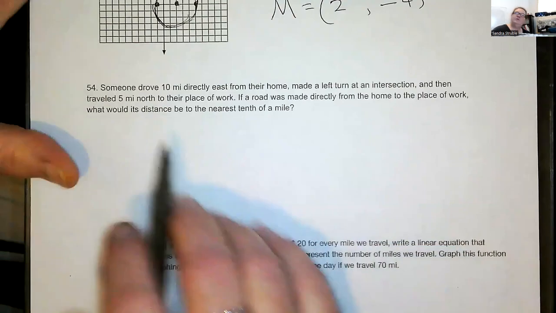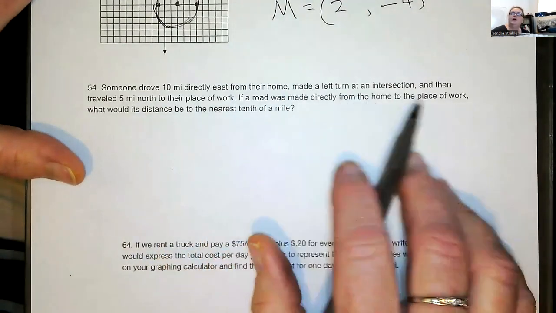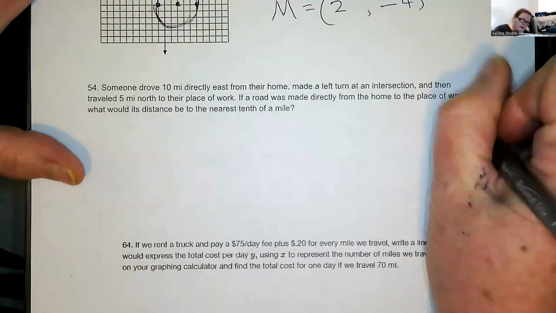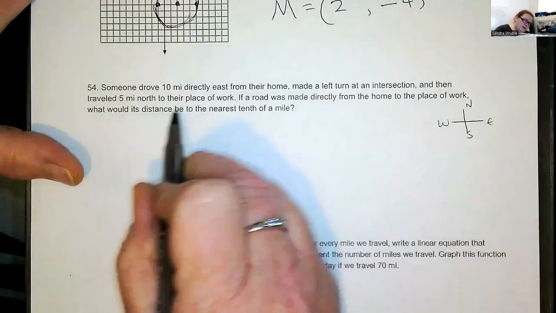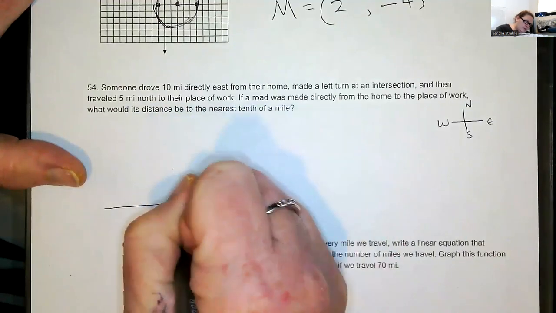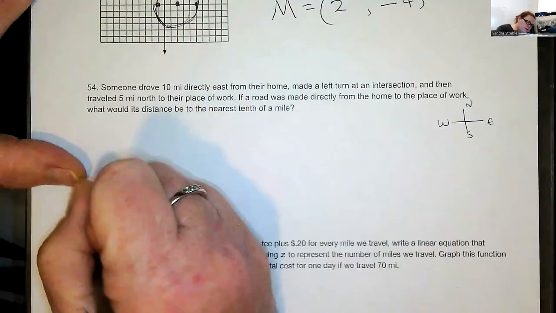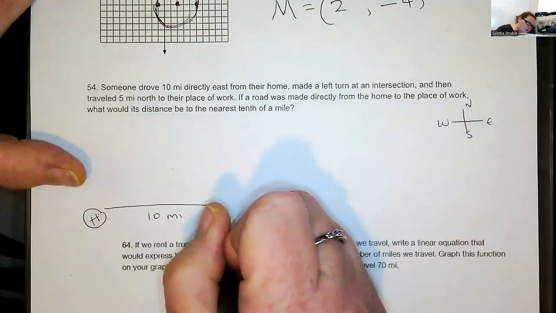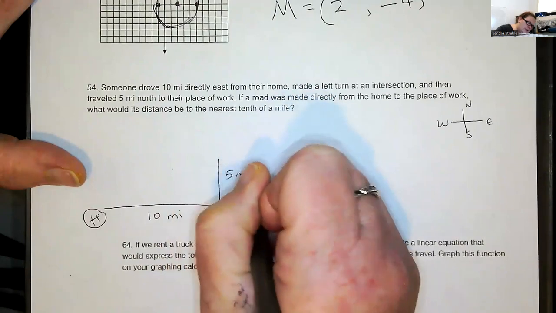Okay, so for this one, someone drove 10 miles directly east from their home, made a left turn in an intersection, and then traveled 5 miles north to their place of work. If we think of north, south, east, and west, they drove 10 miles directly east from their home. Then they made a left turn and traveled 5 miles north, so about half that. And this is their work.